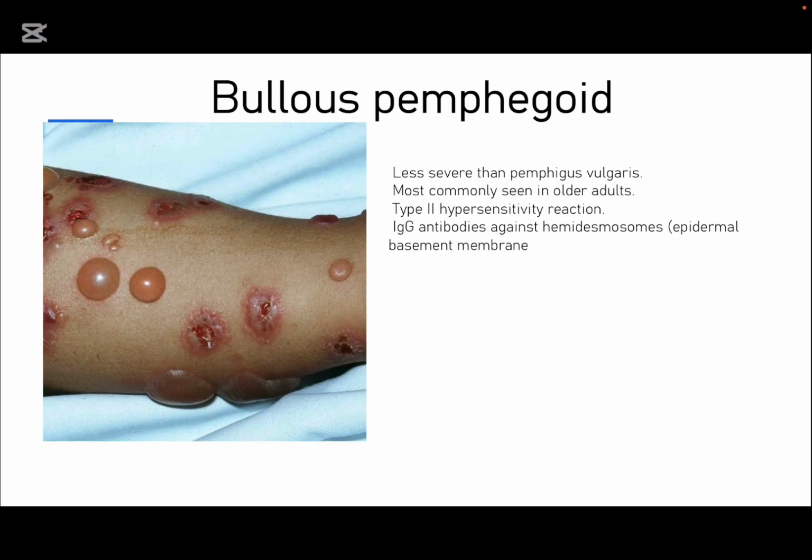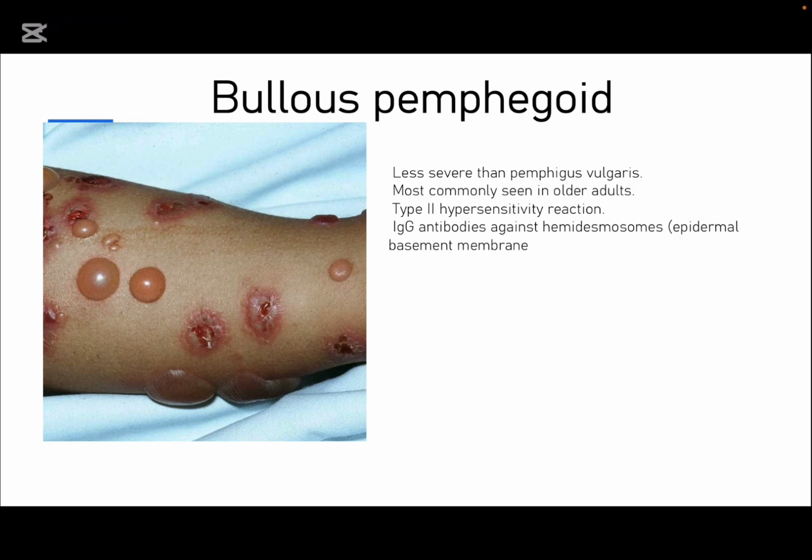The next disorder is bullous pemphigoid. Bullous pemphigoid is a relatively milder disease, less severe than pemphigus vulgaris, and it is seen in older adults. It is seen in greater than 60 years of age, while the pemphigus was from like 40 to 60 years of age. So it is also a type 2 hypersensitivity reaction as mentioned earlier.